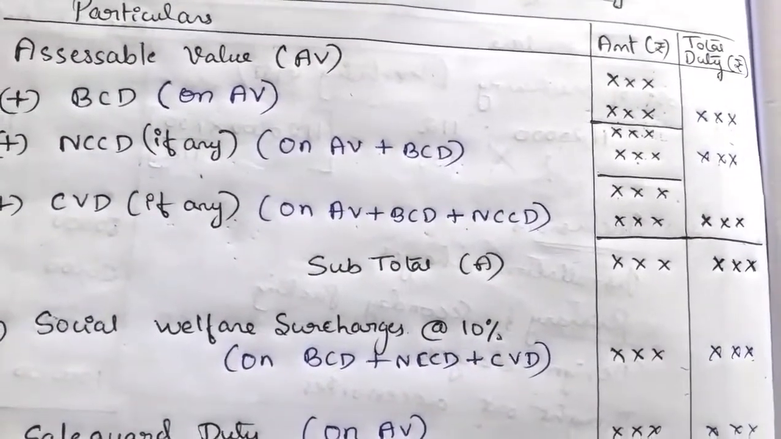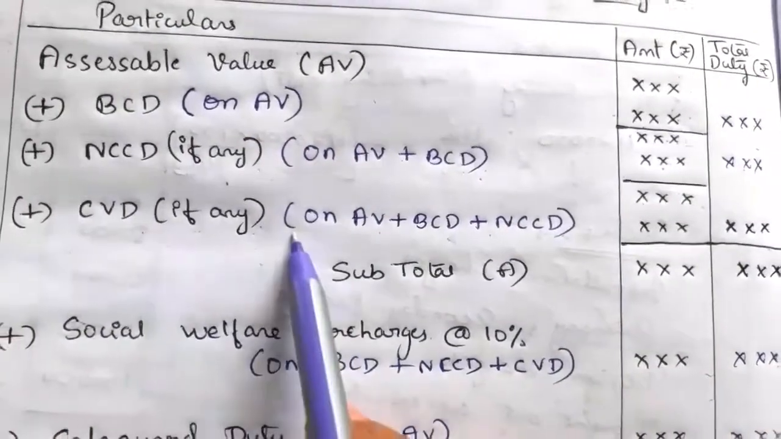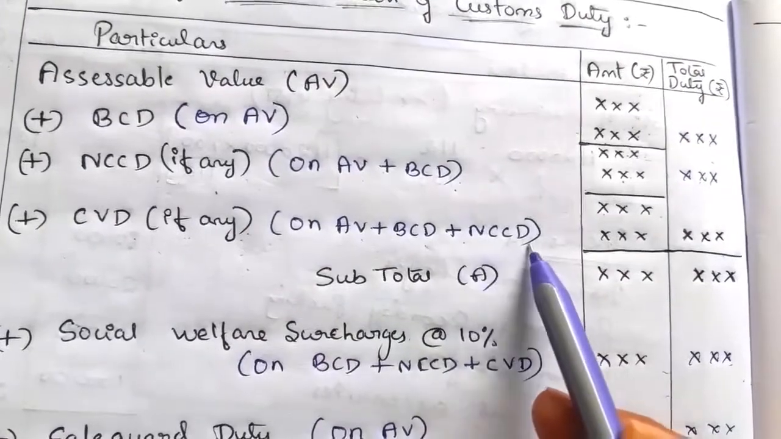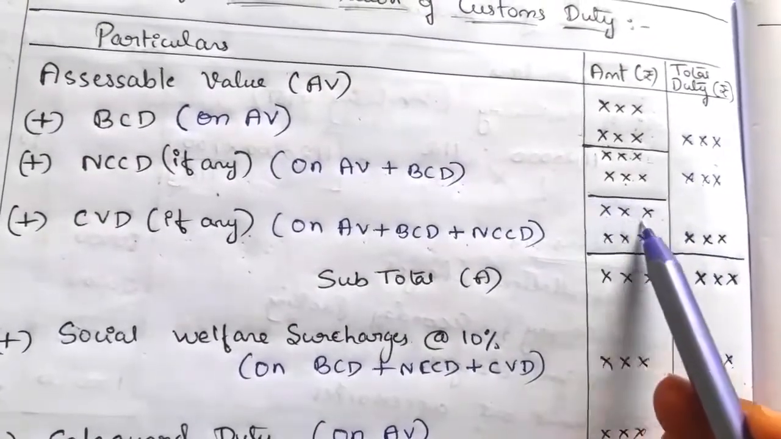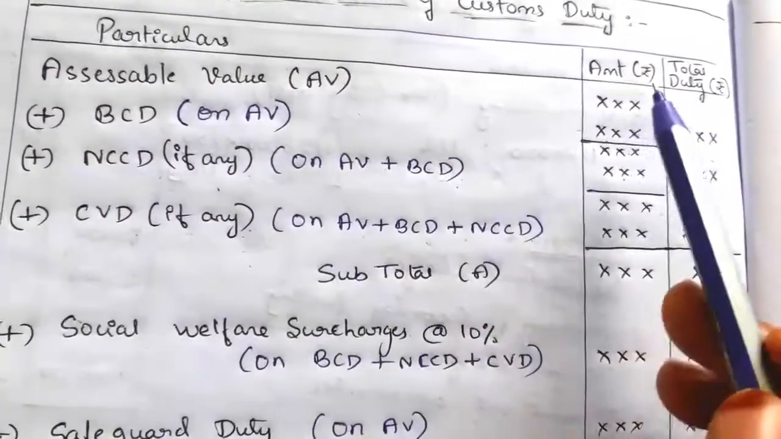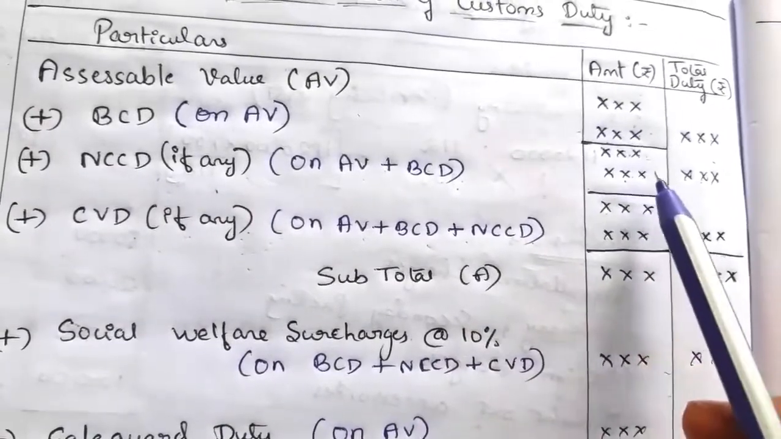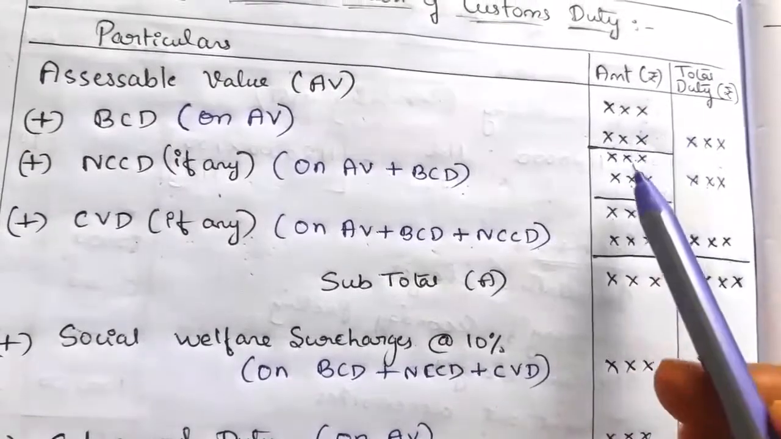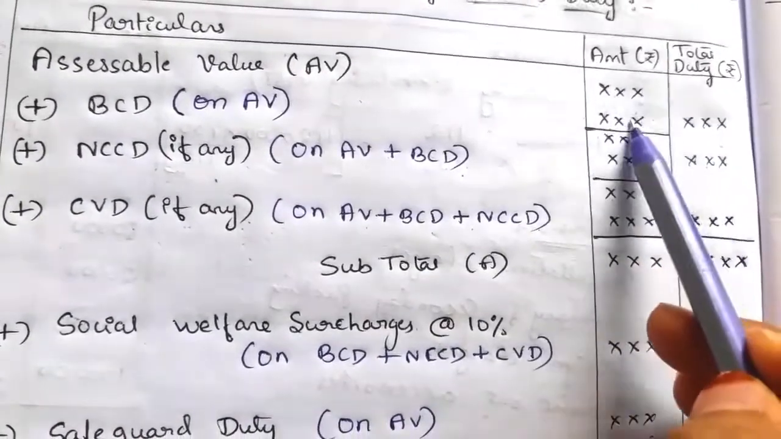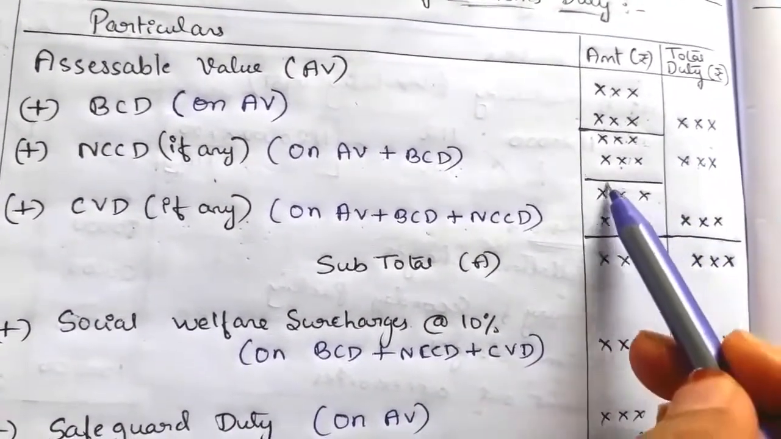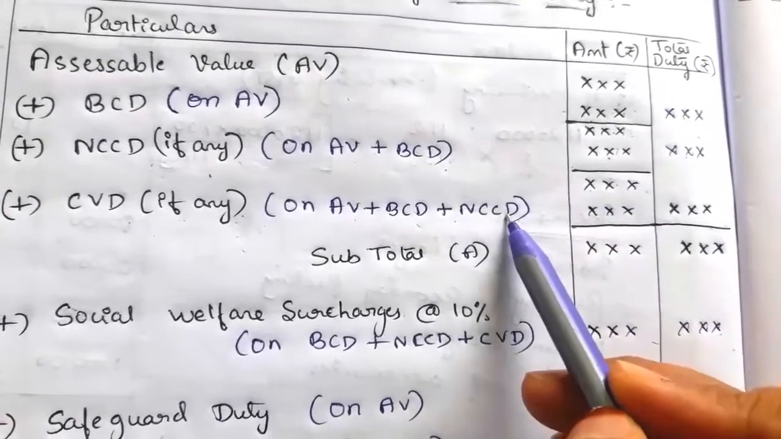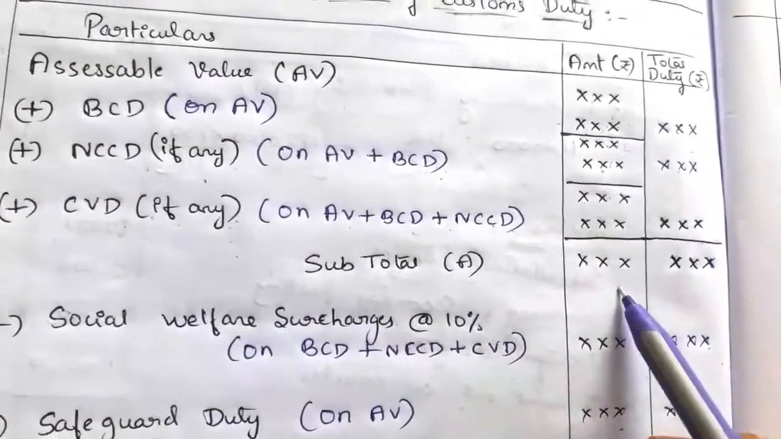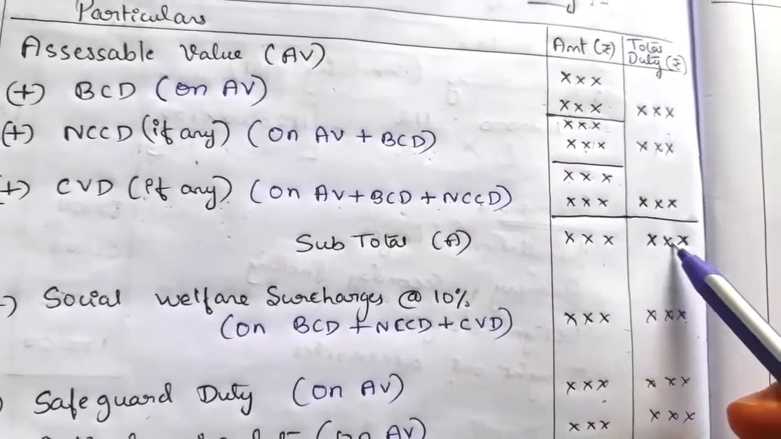This CVD is calculated on the assessable value, BCD and NCCD, meaning it is levied on this value. So you can calculate AV, BCD, NCCD, or if you take this total also, you get the same value. On that value we have to calculate the CVD. Next we have to total these taxes.